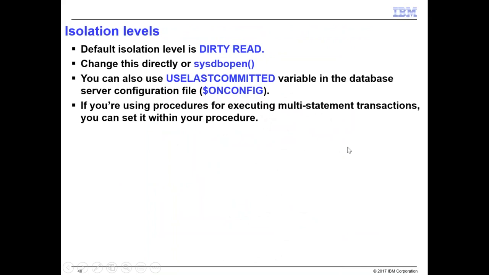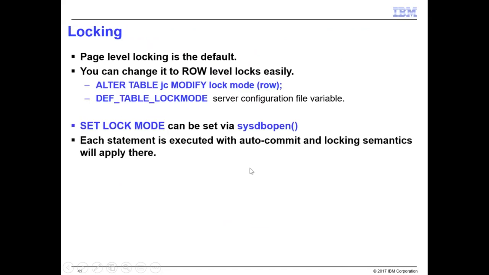So you can also do isolation levels, and you can set it in sysdbopen if you want. And you can also use last committed. And if you're using procedures for executing multi-statement transactions, you can set it within your procedure. Locking, standard page level locking is the normal default, but you can change this to row like you always do in Informix, or actually you can do it in MongoDB.